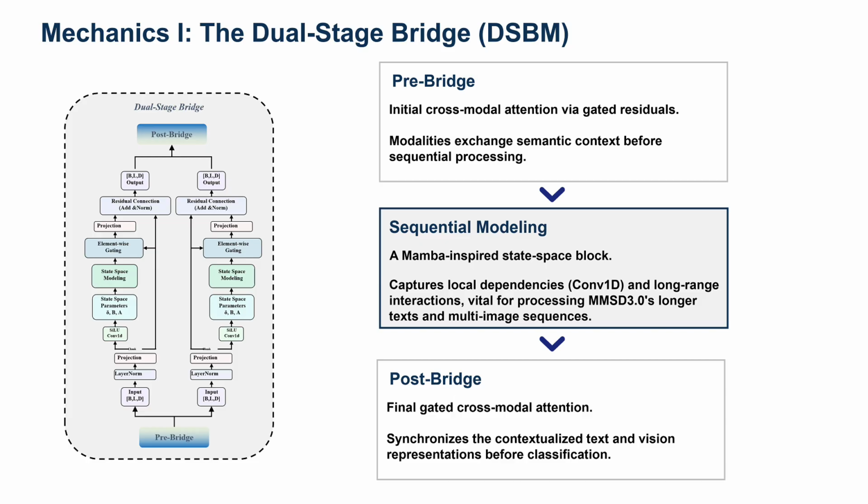The first key component is the dual-stage bridge module, or DSBM. Its purpose is to let text and images exchange information both before and after sequence modeling. The pre-bridge performs initial cross-modal attention, allowing the two modalities to share semantic context early. Then, a Mamba-inspired sequential block captures local dependencies through Conv1D and long-range interactions through state space modeling. After that, the post-bridge realigns the contextualized text and image representations before classification. This design is especially useful for longer text and multi-image sequences.